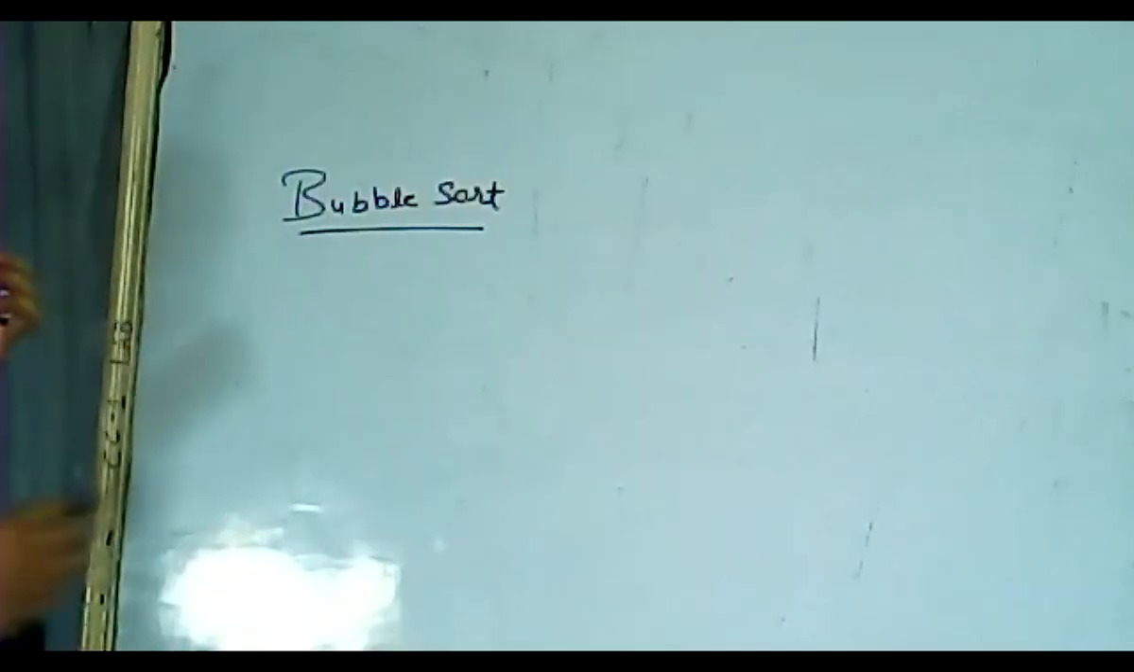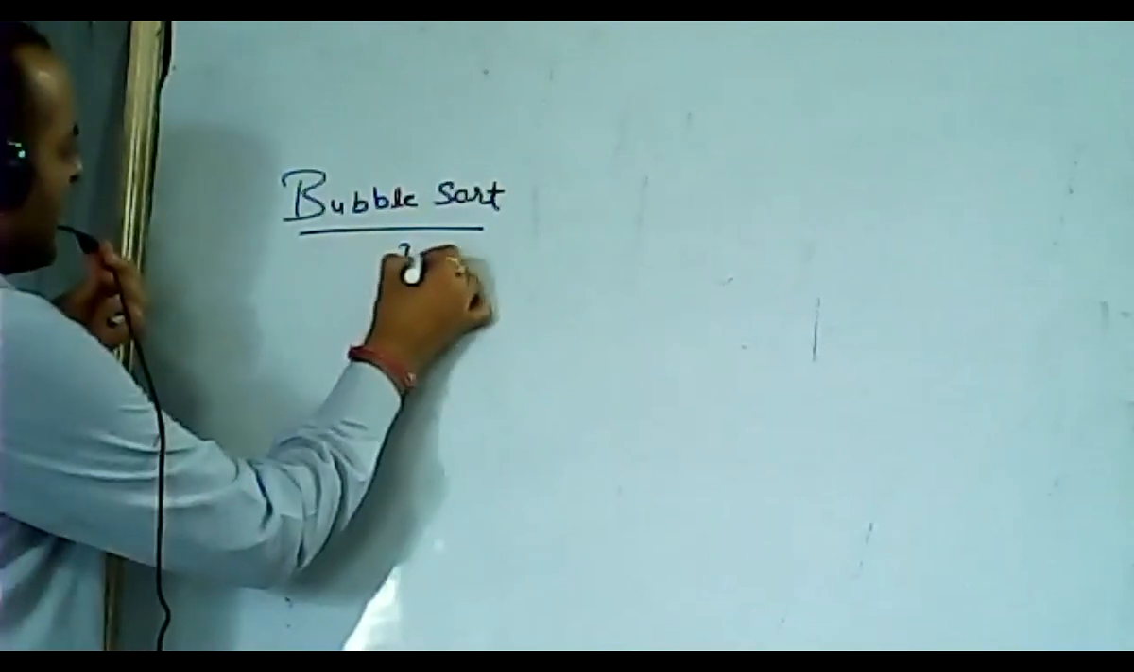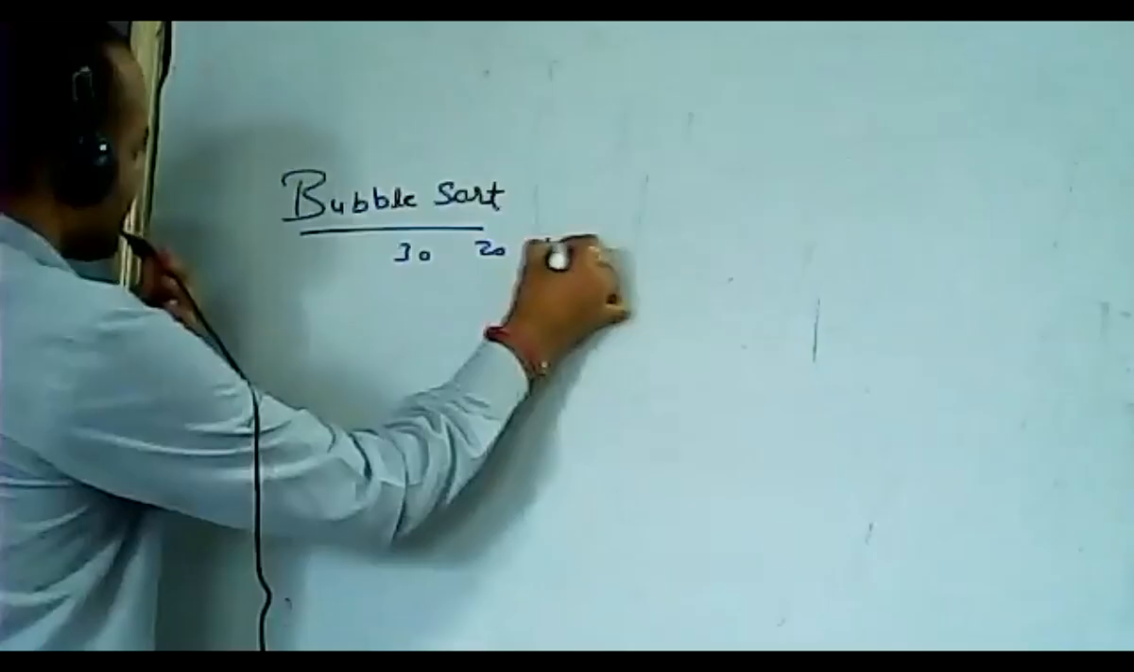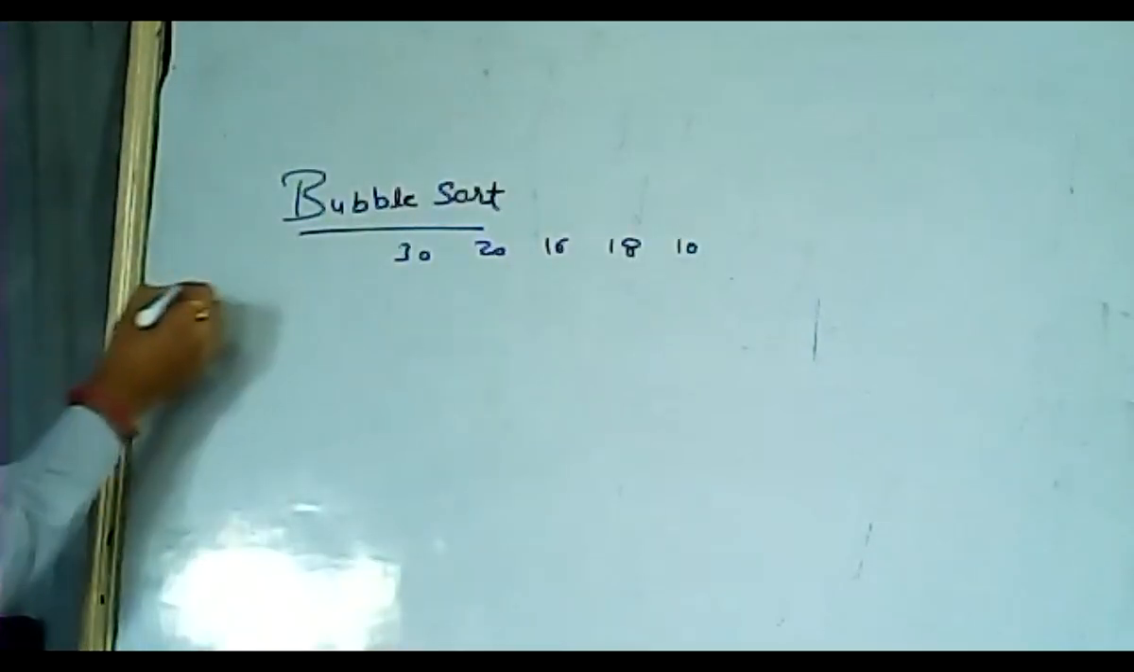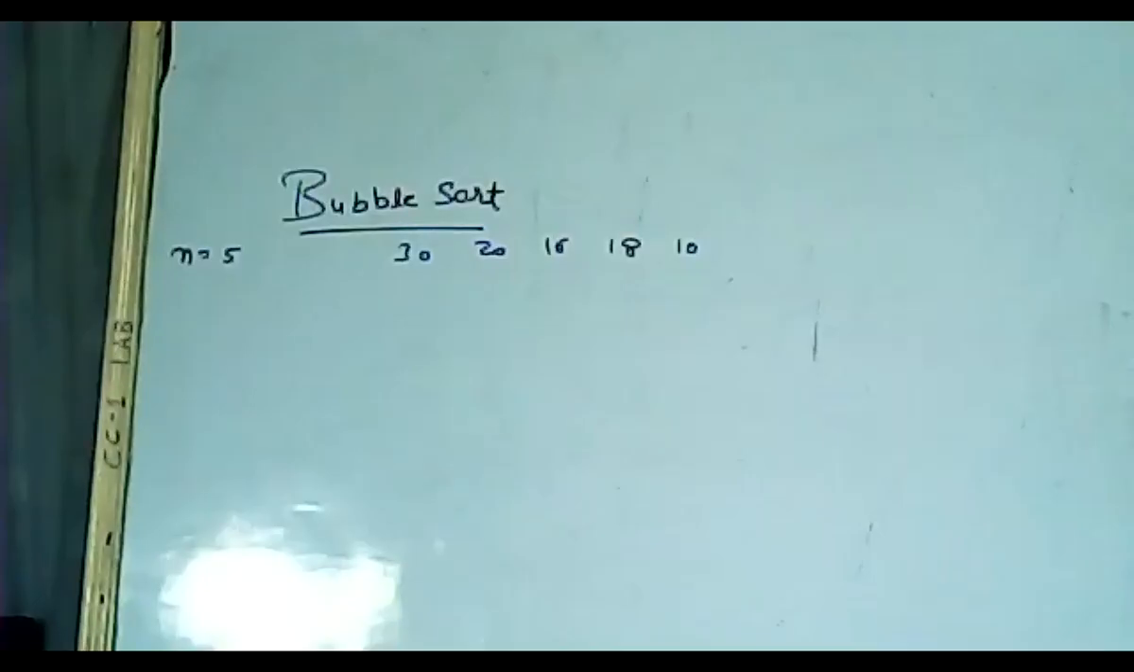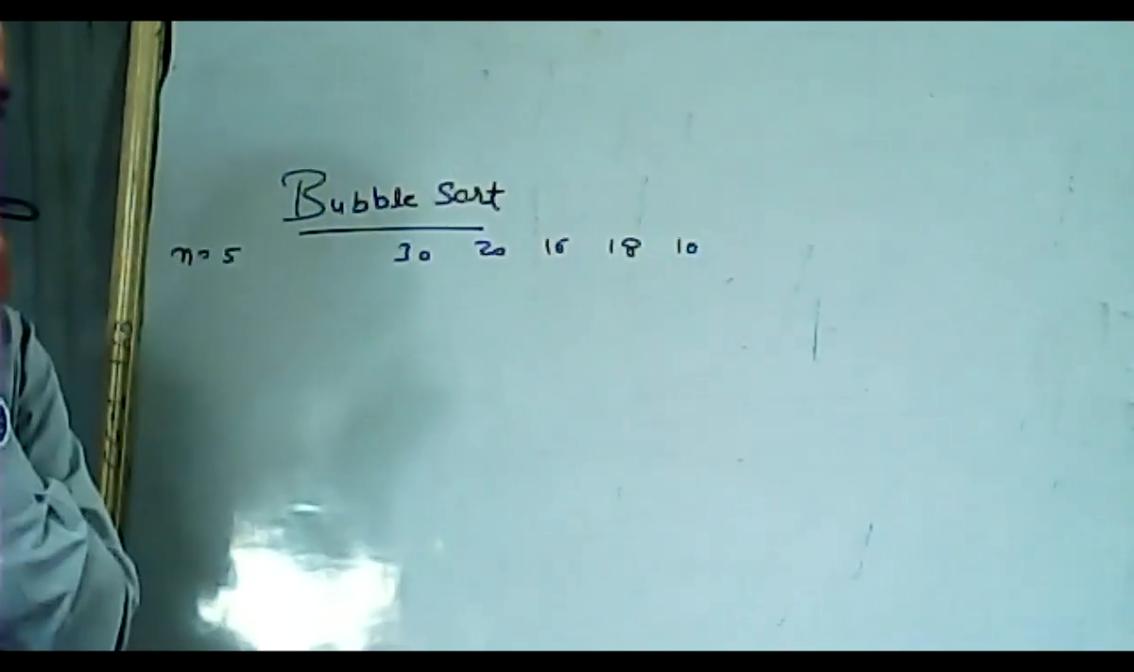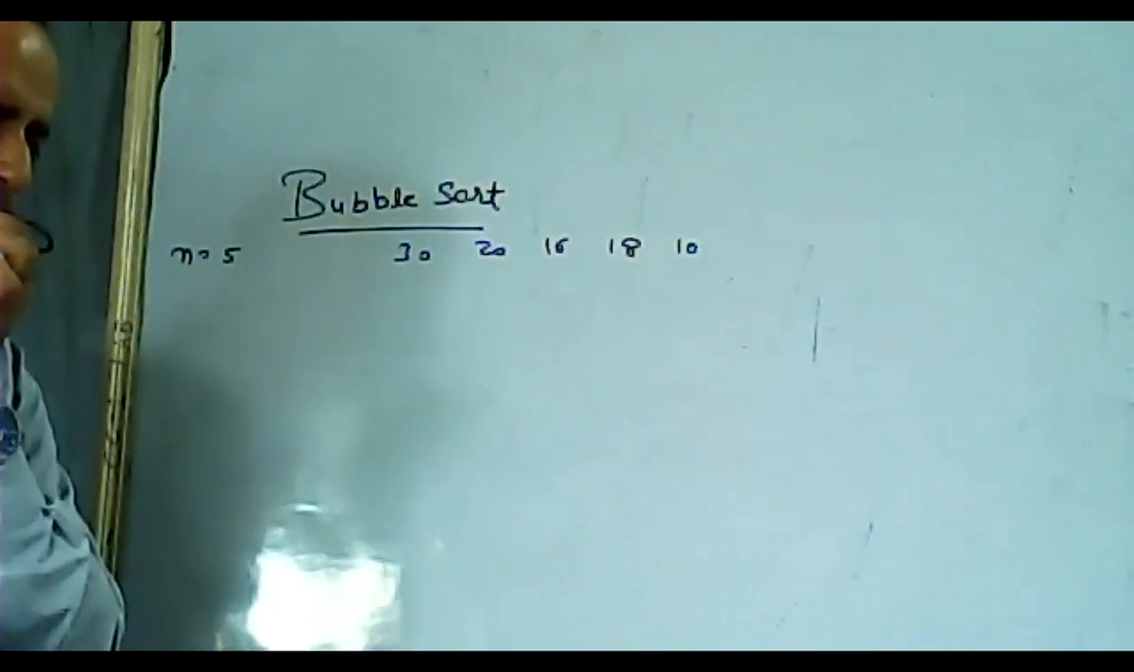Let us do one example first and then we will see the algo for it. So elements are 30, 20, 16, 18, 10. How many elements I have? 5. So number of elements are 5. Please, I will go very slow. You must be very clear with the technique of it. And today I will also share one animated video for bubble sort.